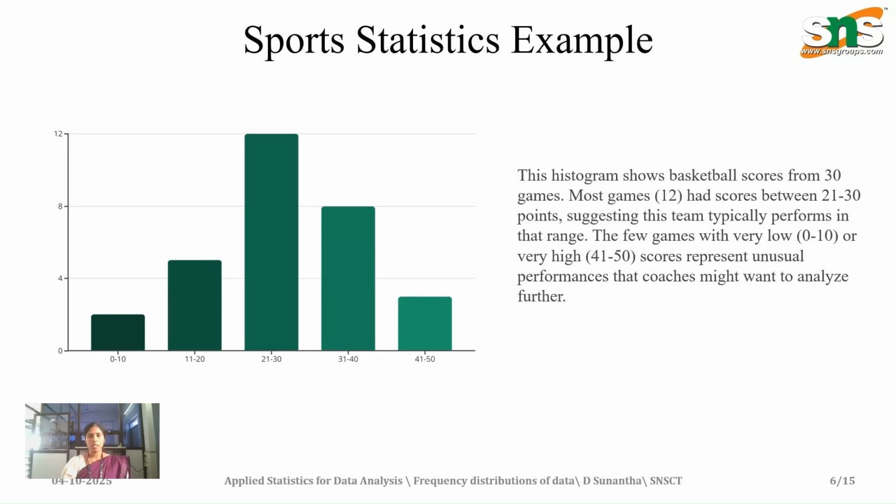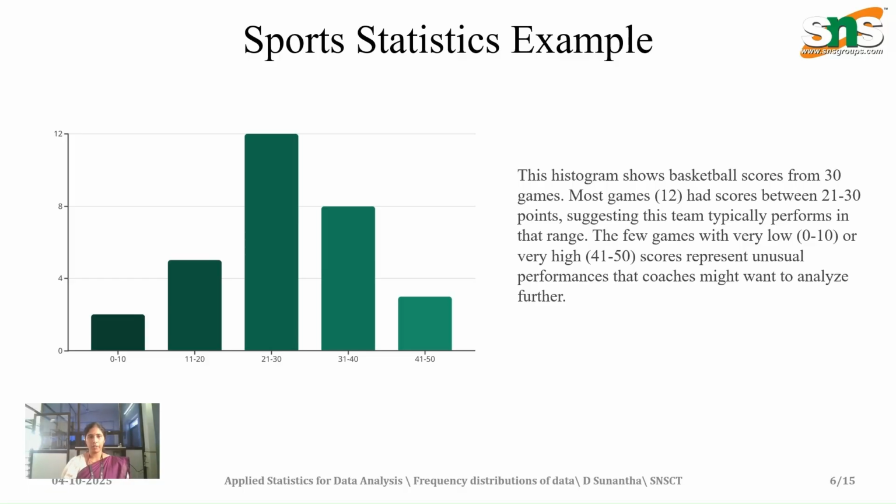Next, let us see one example. This histogram shows basketball scores from 30 games. Most games, 12 of them, scored between 21 to 30 points, suggesting this team typically performs in that range. A few games with very low scores, 0 to 10, or very high, 41 to 50, represent unusual performance that coaches might want to analyze further.